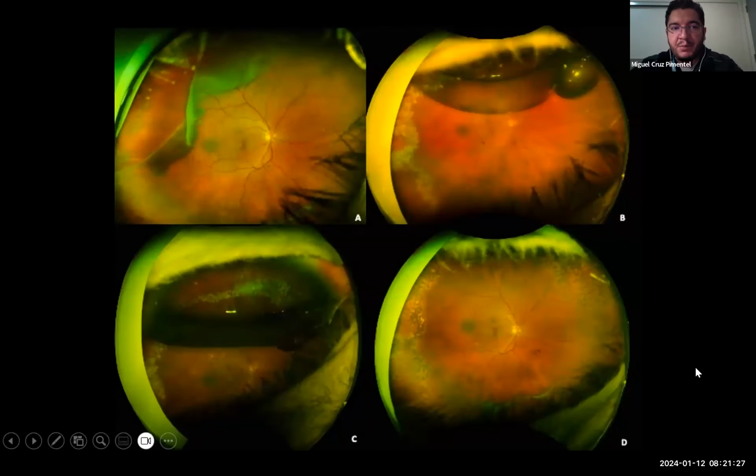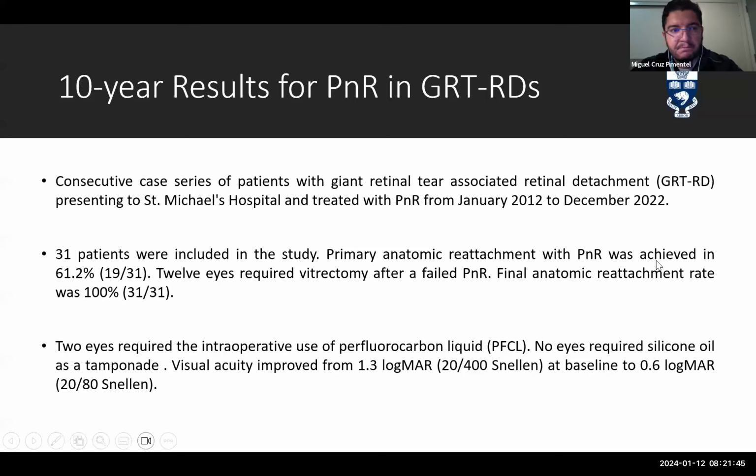So here's another example of a patient with a giant retinal tear successfully treated with pneumatic retinopexy, and this is the result that we can have after treating these patients with pneumatic retinopexy. Can you go to the next slide, please?